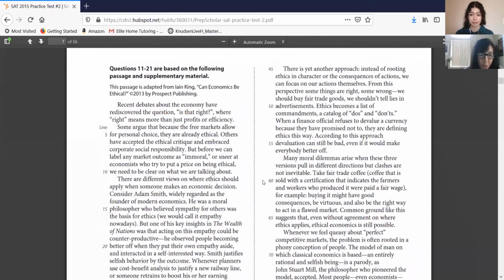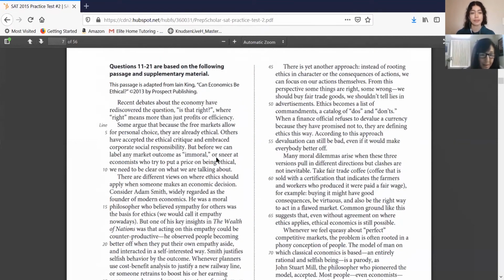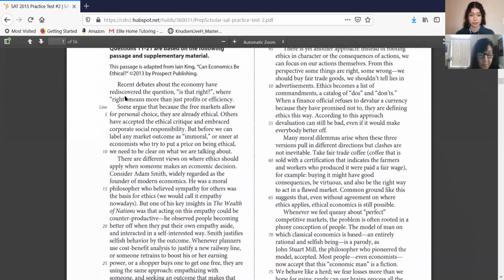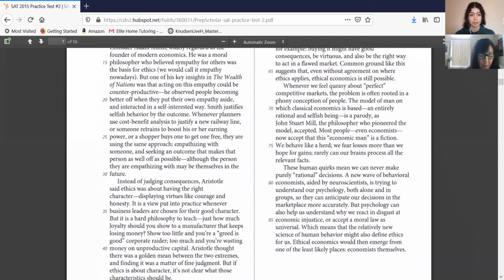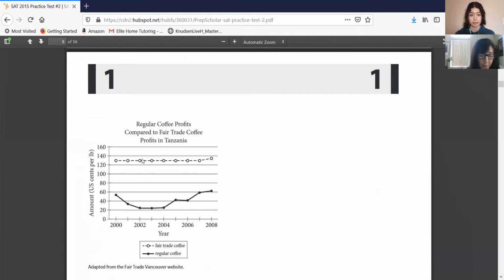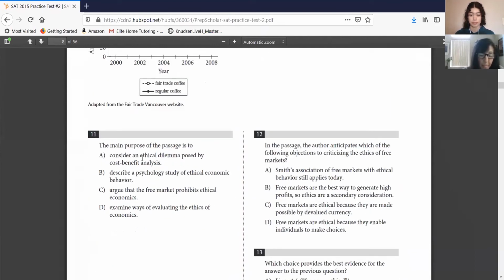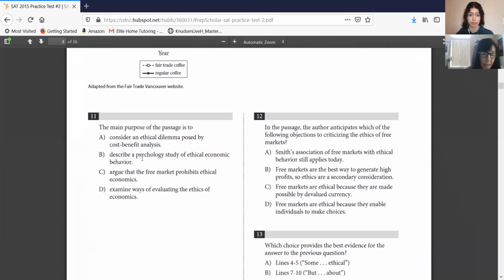Okay, is this scrolling? Yep. Okay, good. So here's your blurb like we looked at yesterday. The passage is adapted from King, Can Economics Be Ethical? It gives you enough information. Okay. And I will do a little repeat of yesterday. We haven't read the passage unless some of you went ahead and read it yesterday.